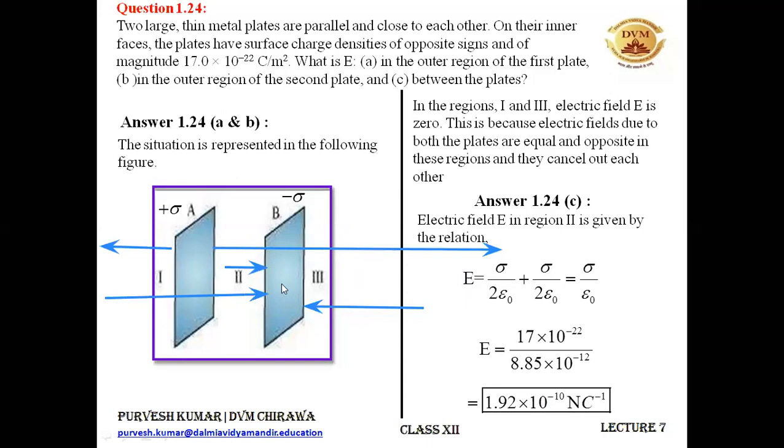In region 1 and 3, it is 0. Why so? Because two equal and opposite electric fields are acting there. And we know that this electric field is independent of the distance. There is no term of distance involved in this one. So at any point in this region, it will be the same. Similarly, for region 1 and 3, at any point it will be the same. That's why we have calculated for the region.